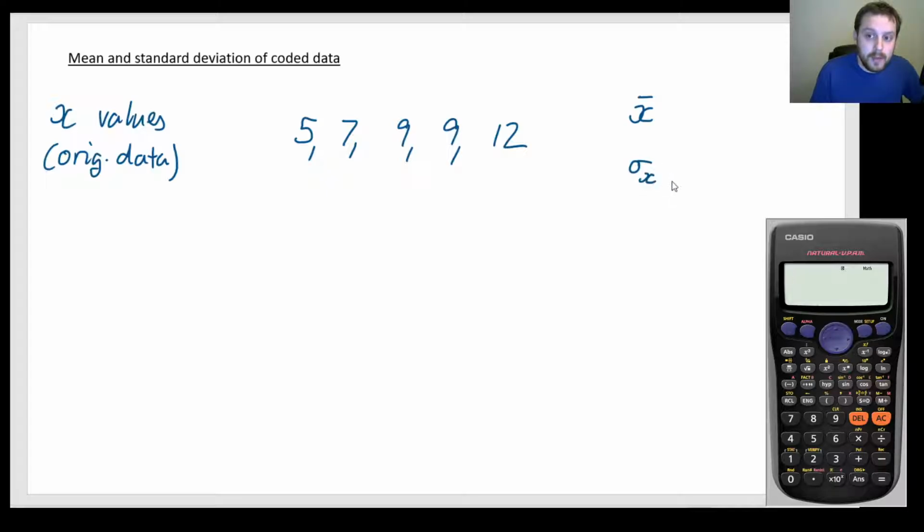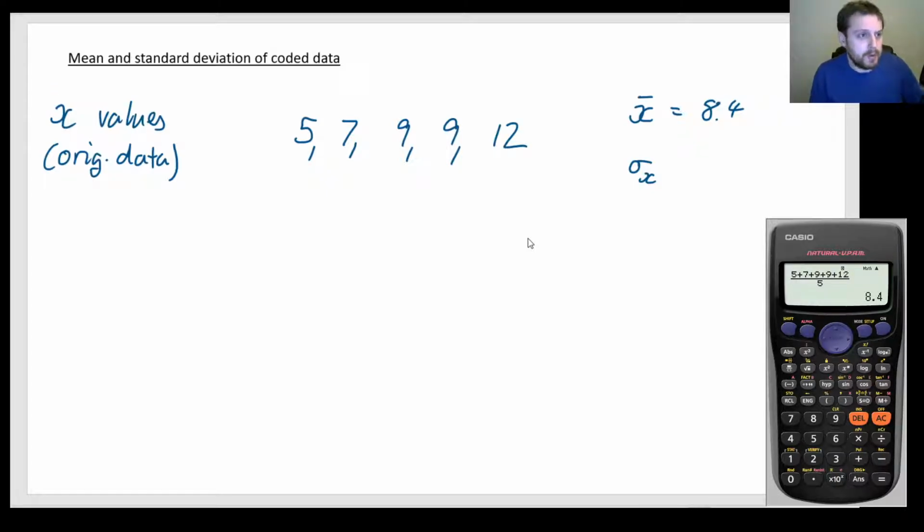Now, I'm going to put a little subscript X to indicate the fact that this is for the X values. So let's work this out. X bar is 5 add 7 add 9 add 9 add 12 shared by 5, so this is 8.4. What I'd like you to do is pause the video and see if you can work out the standard deviation. I'll give you 2 seconds to pause the video.